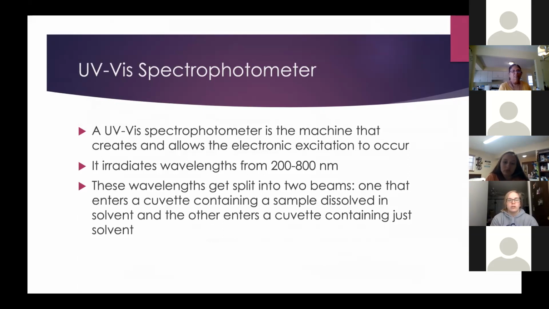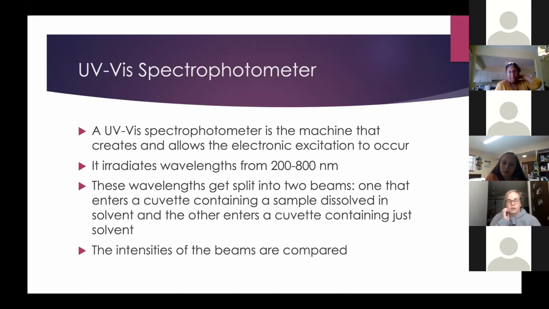So one enters the cuvette, which is just the little glass container that contains the sample that is dissolved into a solvent. And then the other one enters a cuvette that contains just the solvent. And the cuvette that contains just the solvent is used as our reference. And then the intensities of the beams are compared.